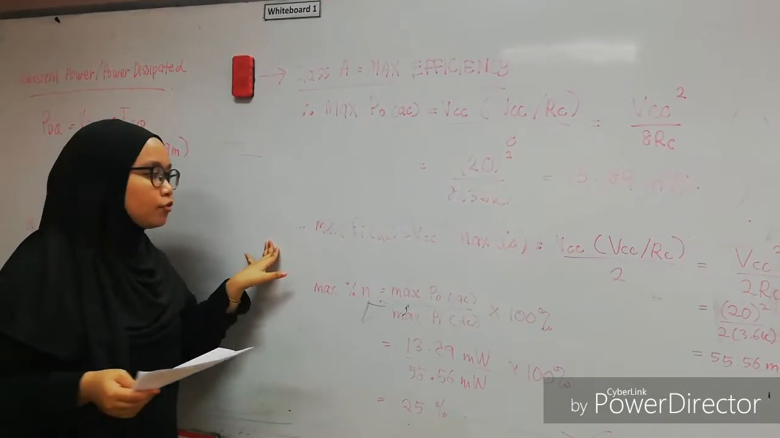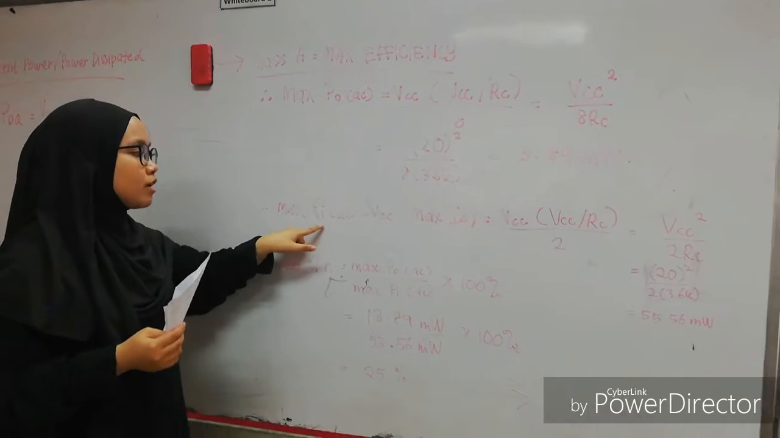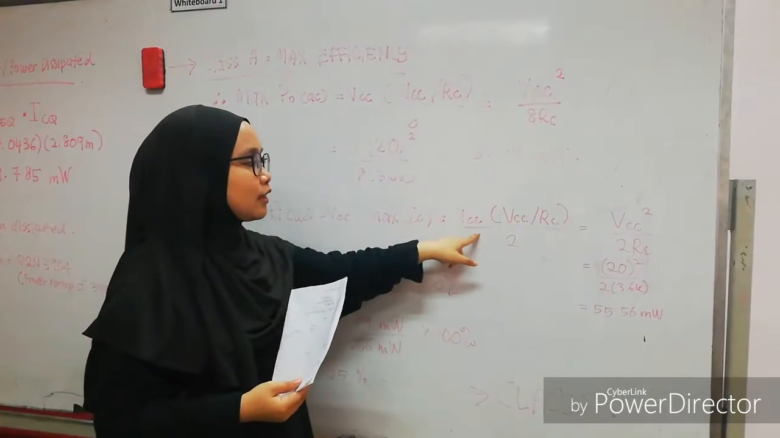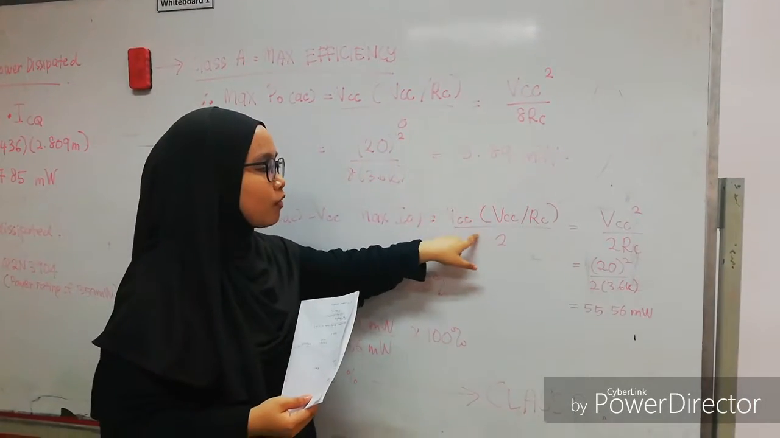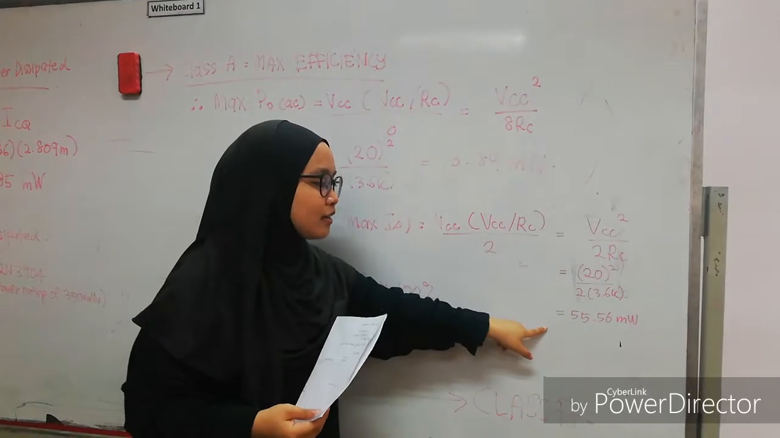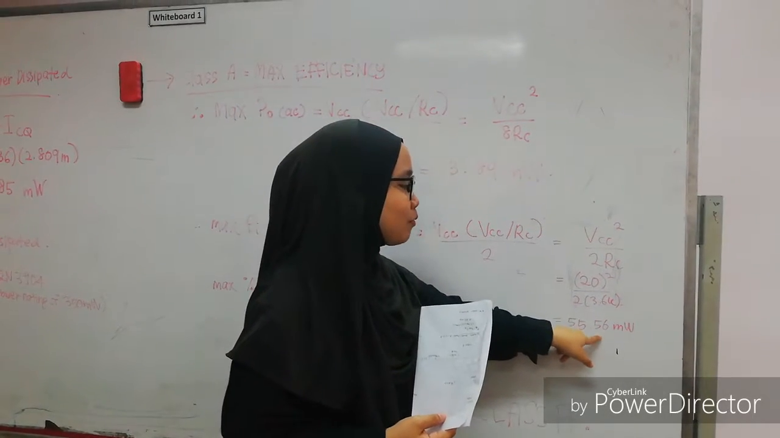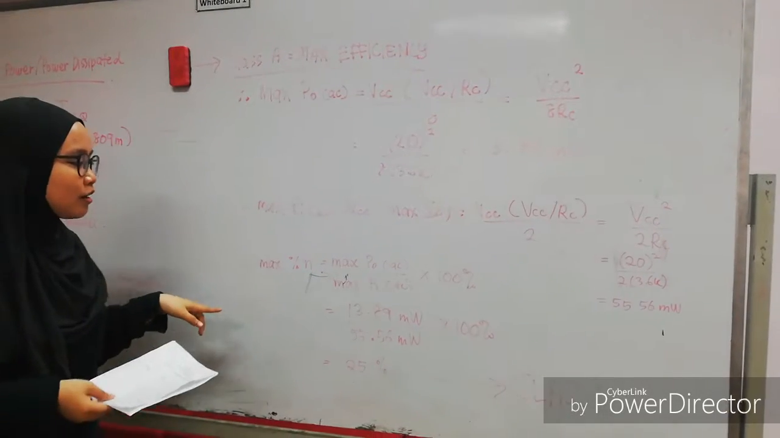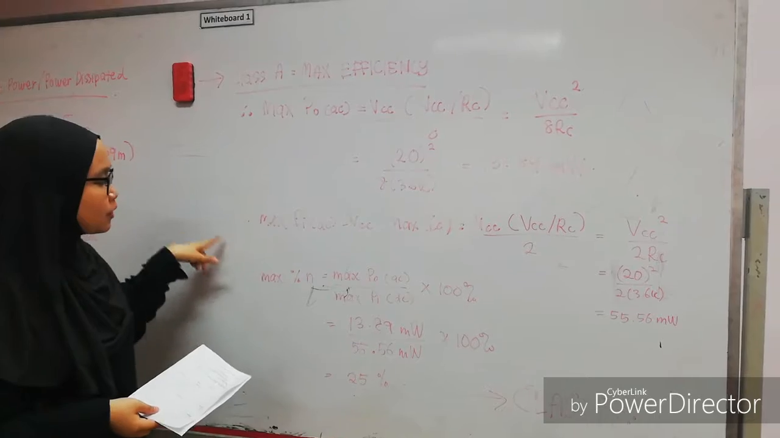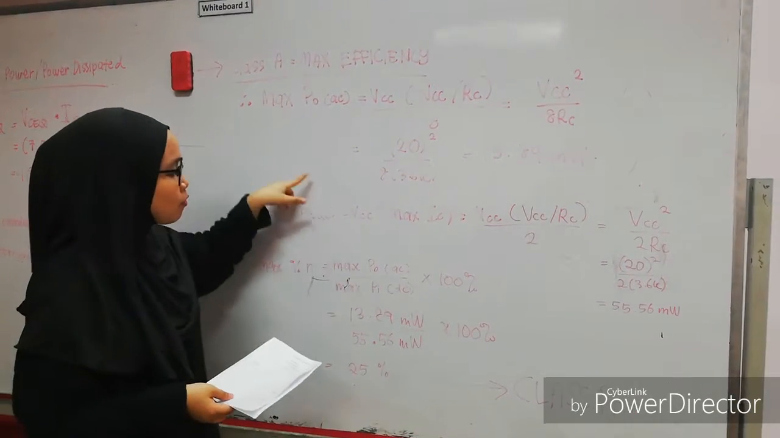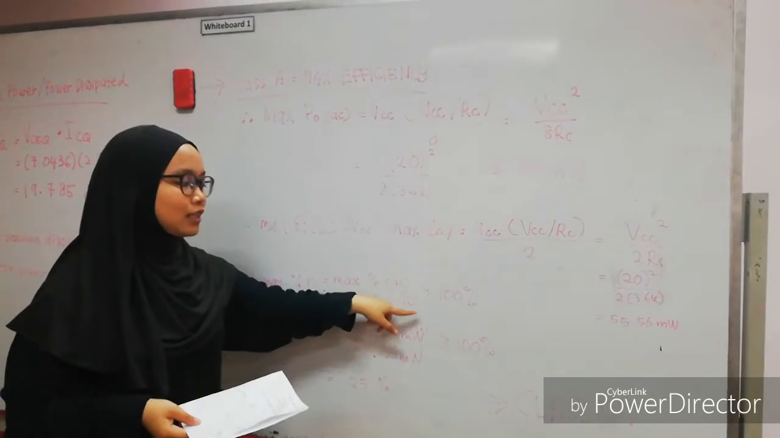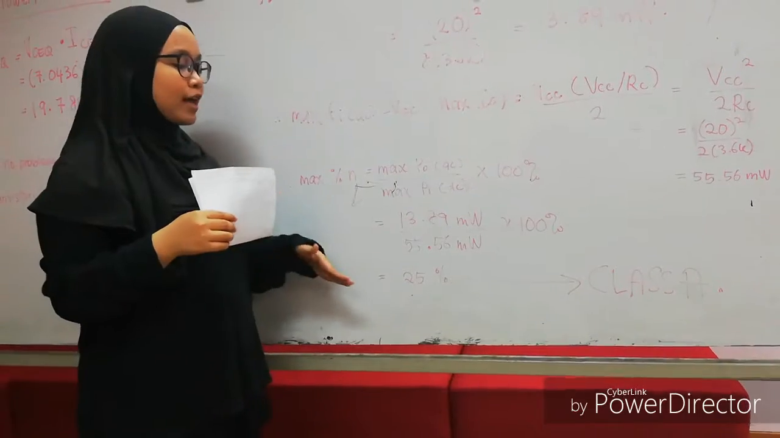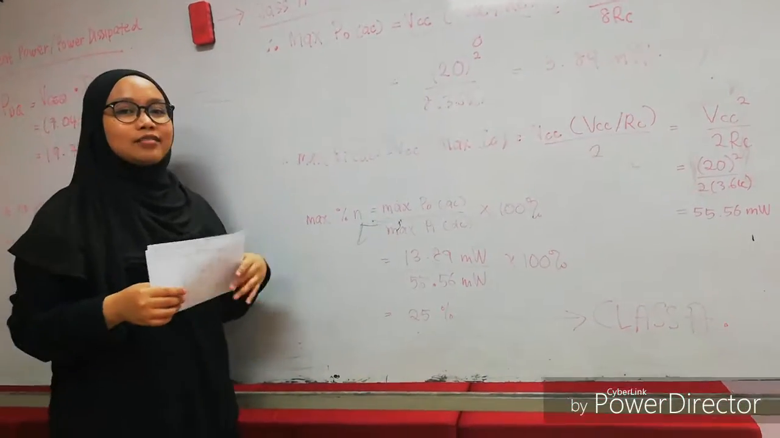Next, for the second step, you have to calculate the maximum DC power input. We take VCC times maximum IC, which is VCC times VCC over RC, and from this result we divide by 2. Then we will get 55.56 milliwatt. Next, for the last step, you have to calculate the maximum efficiency for class A, which is maximum AC power divided by maximum DC power input times 100, and we will get 25% for class A. This proves that 25% is the maximum efficiency for class A. Okay, that's all from me.